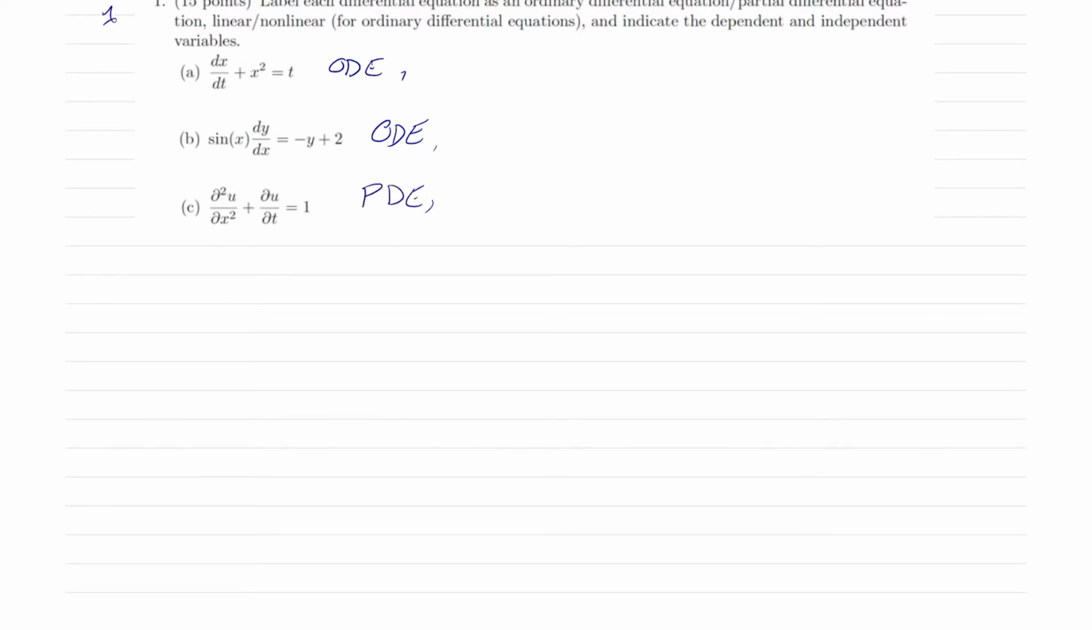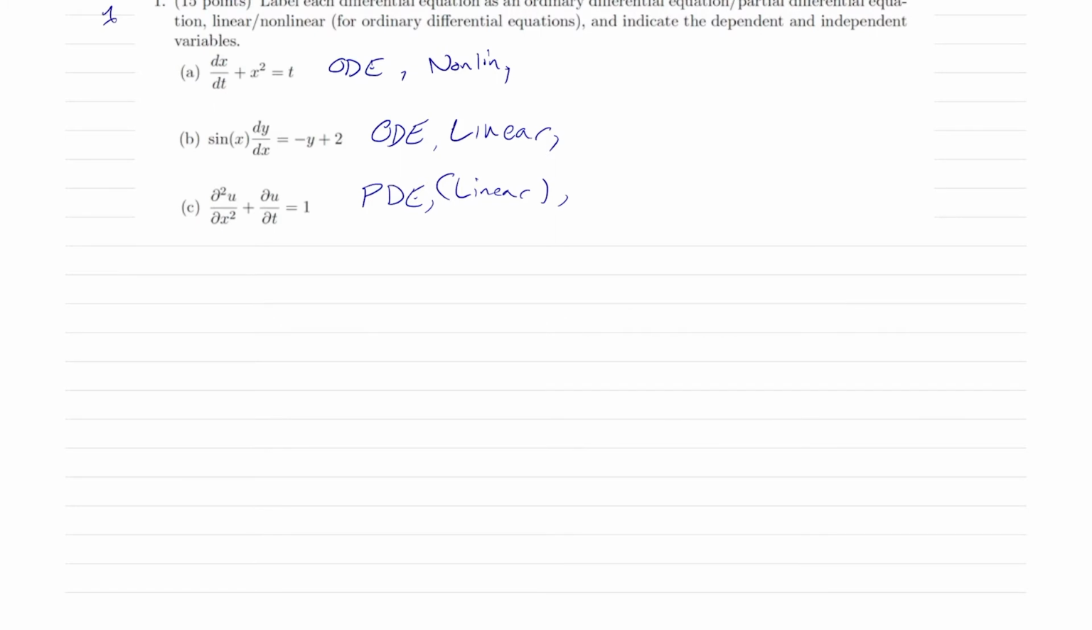Okay? Alright, now they are linear if the dependent variable only appears sort of on its own. So this is the dependent variable squared, so this is nonlinear. This one, the dependent variable is y, and each time it appears on its own, so this is linear. And this one, we didn't actually say what we should call that, but I'll tell you right now, this is what we call linear, PDE. But you didn't have to put that on the exam.